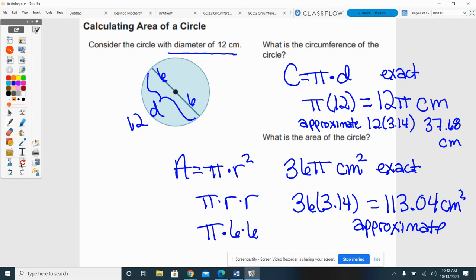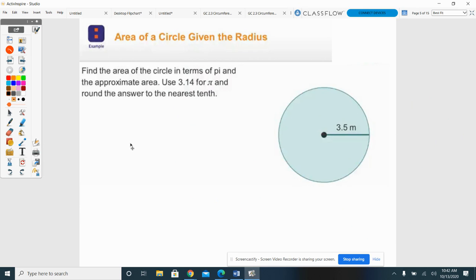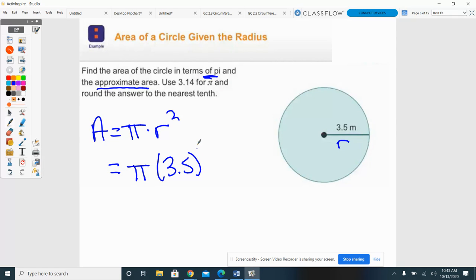It's not too hard. There's just one step trickier because if they give you the diameter, you're going to have to first find the radius. So let's look at this one. Find the area of a circle in terms of pi, so that means exact, and then approximate, which means use the button. We'll have to round it. So what did they give me? They gave me the radius. Area of a circle is pi times radius squared, or pi times r times r. So the exact answer will be pi times 3.5 squared, or you could write pi times 3.5 times 3.5.